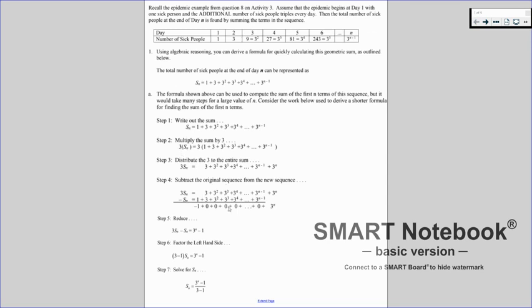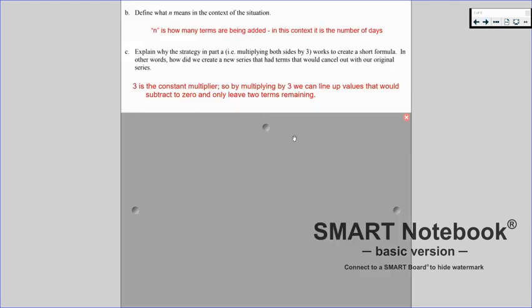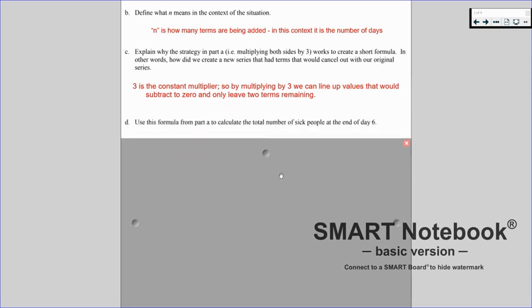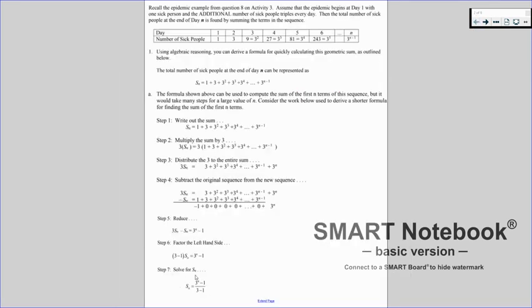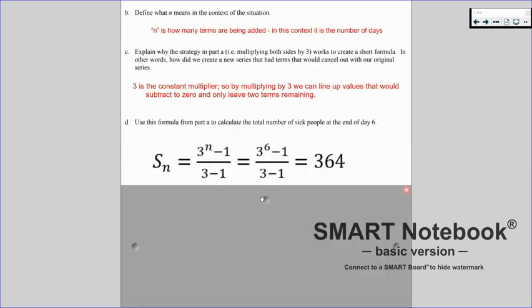So all of these lined up, and I ended up with a bunch of zeros in the middle of those. And then part D, use the formula in part A to calculate the total number of sick people at the end of day 6. So here's our formula that we're going to use, 3 to the n minus 1 over 3 minus 1. And n stands for the number of days.